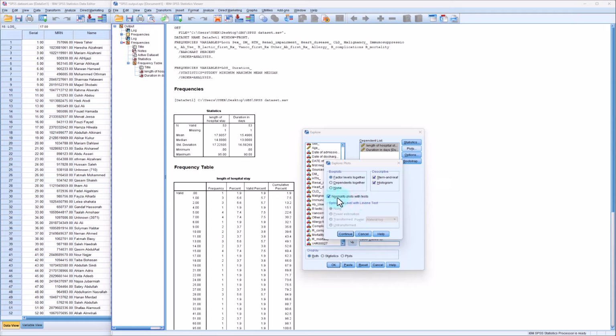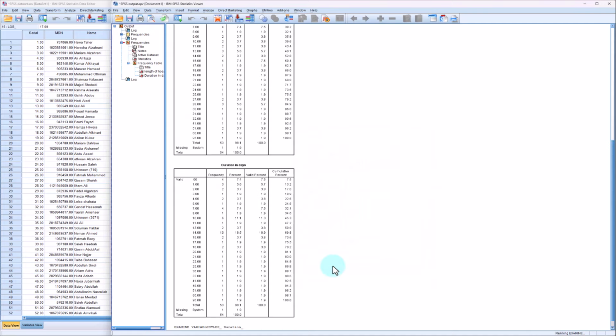This one is very important, normality plots with tests, because if I check this box, then it would do two tests. One is the Shapiro-Wilk test and another one is the Kolmogorov-Smirnov test. These tests statistically measure the numeric variables for normality. Now I would click on Continue and OK.